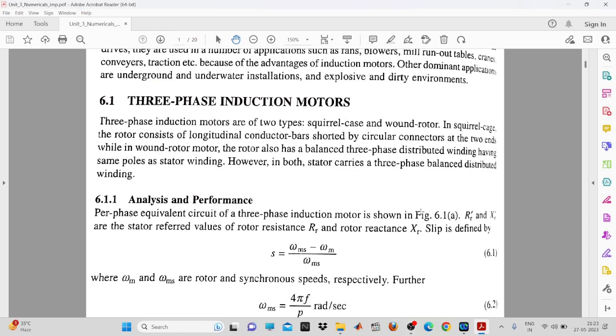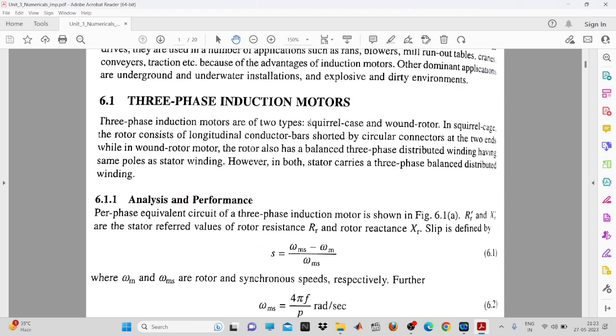So today I'll be telling you more about the three-phase induction motor. These three-phase induction motors are most commonly used in industries. If you go to any industry, you will find a wide variety of applications with induction motor drives.